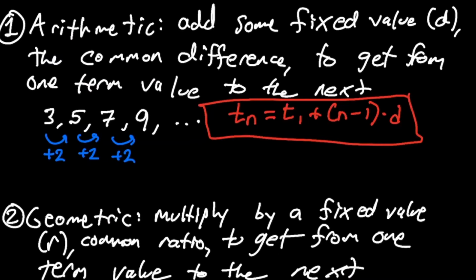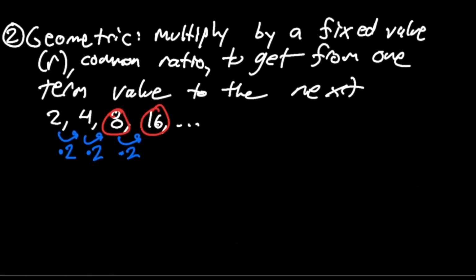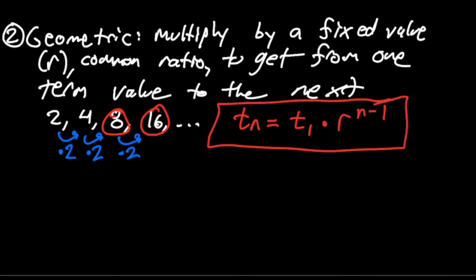For geometric sequences, we have our equation t sub n equals t sub 1, and here we're multiplying by r raised to the n minus 1 power. So we can use this equation to find the nth term value quickly.